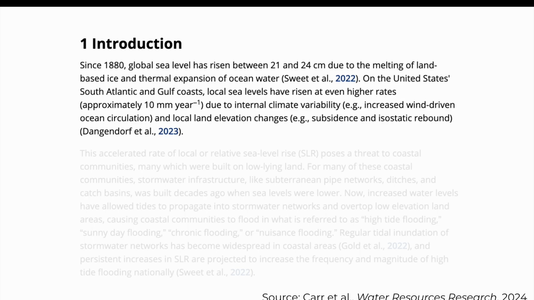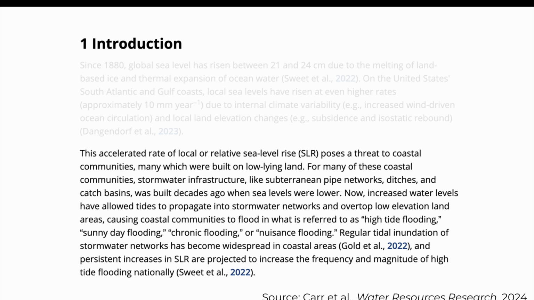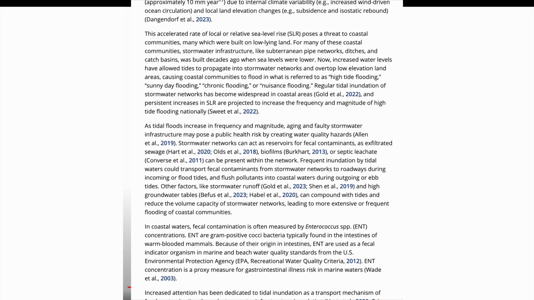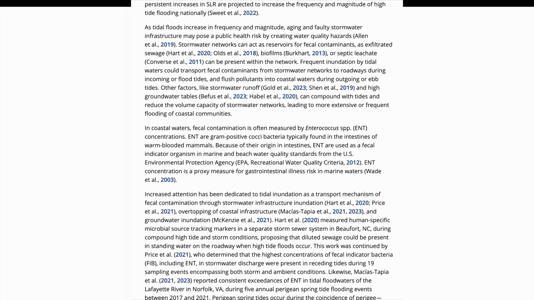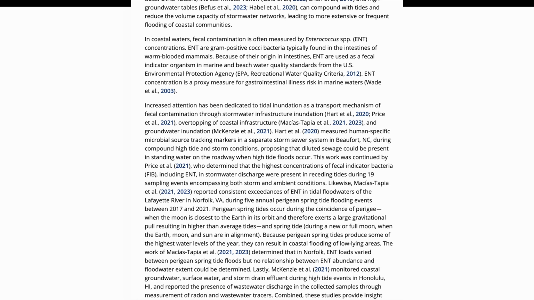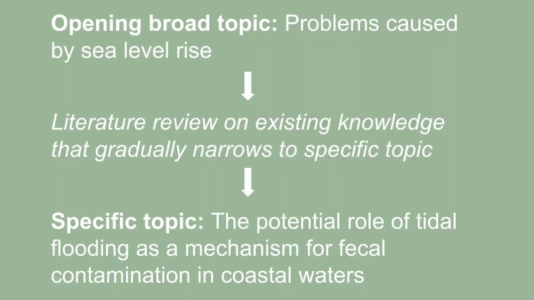Let's take a look at an example research article introduction in environmental engineering to see how the authors established the territory. Their opening sentence states the general area of research with the mention of sea level rise. The sentences after that in the opening paragraph then establish the severity of sea level rise, implying its significance as a topic. The authors then start to narrow their focus on coastal communities and their stormwater infrastructure. They point out gaps in the field's understanding of the topic. They continue their literature review for 3 more paragraphs, gradually narrowing as they go. By the end of the literature review, they have gotten to the exact specific topic of their research, the potential role of tidal flooding as a mechanism for fecal contamination in coastal waters.